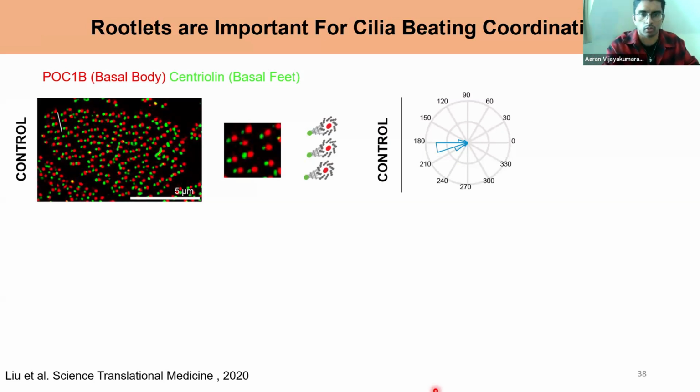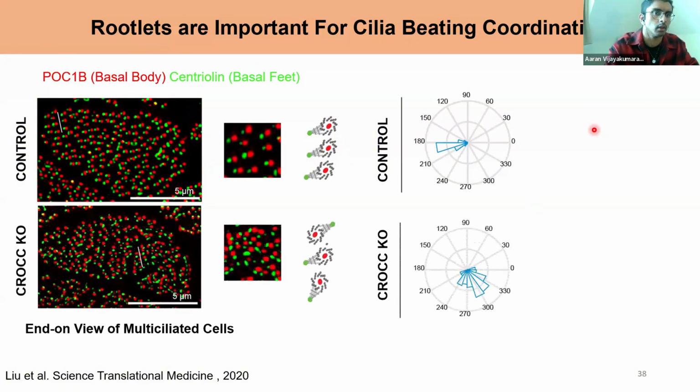And so as you can see in the control, we have this alignment of the basal body in red and the basal feet in green, and it's super aligned, with rotational polarity. But when we look at the knockout, we can see that polarity is lost and it's disorganized, suggesting uncoordinated beating and indicating that rootlets are central for maintaining beating coordination.